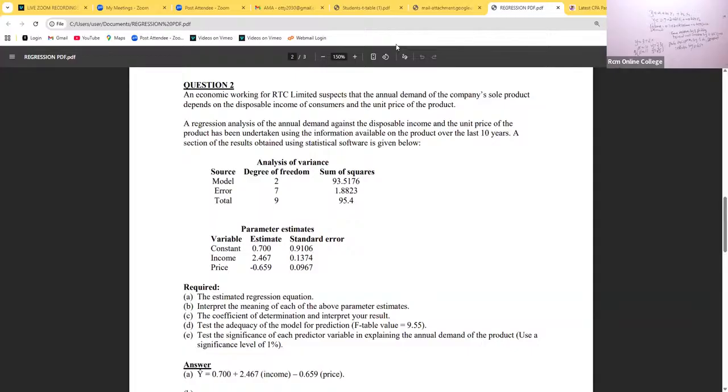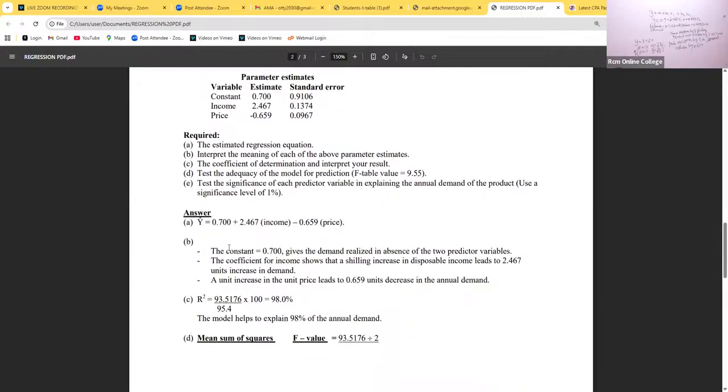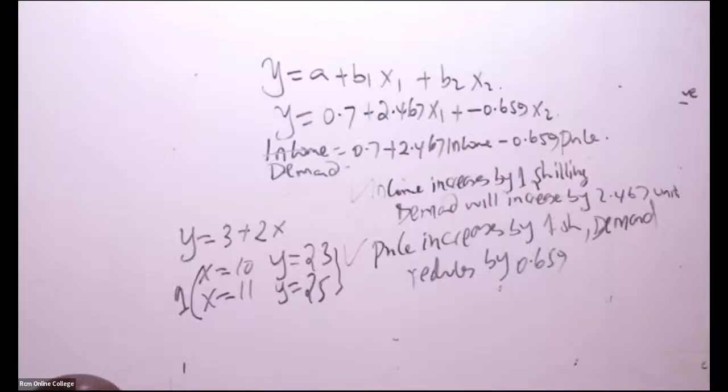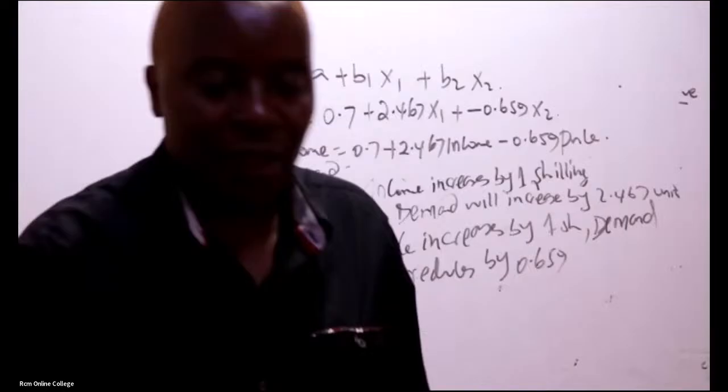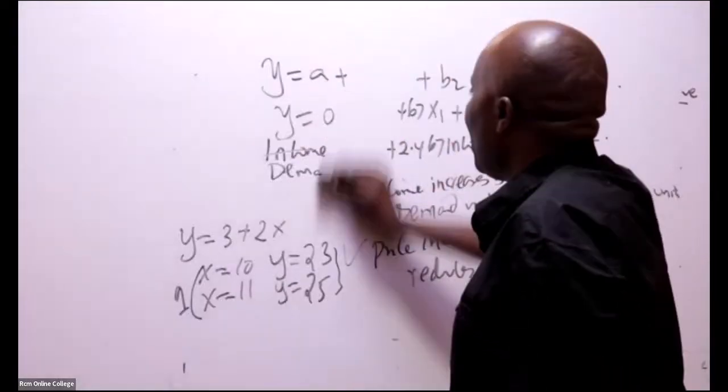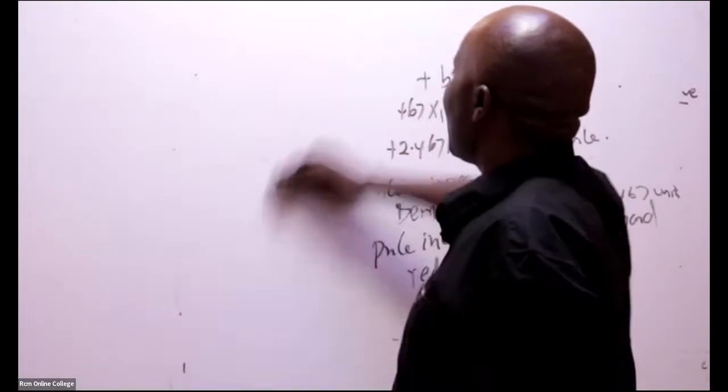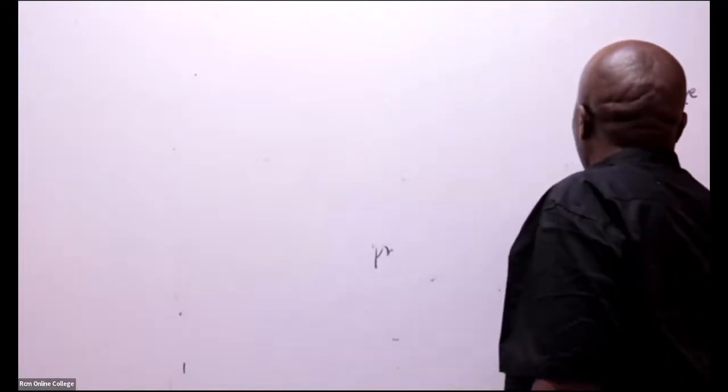98 point, great. Let me check whether you guys got it right. Yeah, you can see 98.0. So the model helps to explain 98% of the annual demand. And then 2% will be explained by other factors. So this R squared, ladies and gentlemen, what do we need to do to get it? It's really easy to get R squared. This is what we shall do.